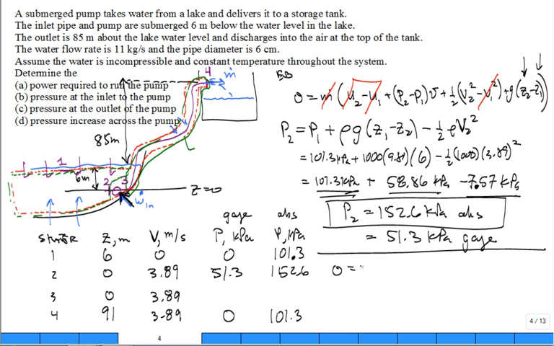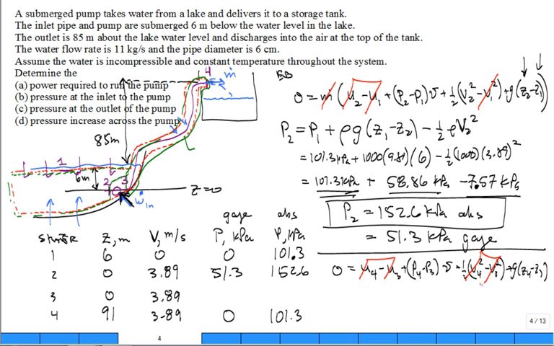0 is equal to the final exit U2, U4 minus U3 plus P4 minus P3 times V plus 1/2 V4 squared minus V3 squared plus G Z4 minus Z3. Hopefully I fit it all on the line. It's conservation of energy. Got rid of the m dot. There's no shaft work. So why is this 0? Same temperature. It's incompressible.